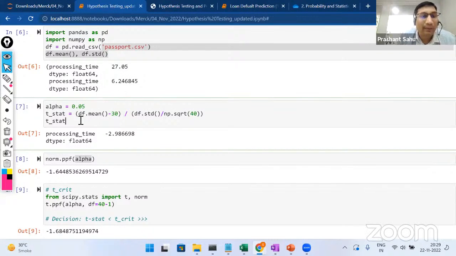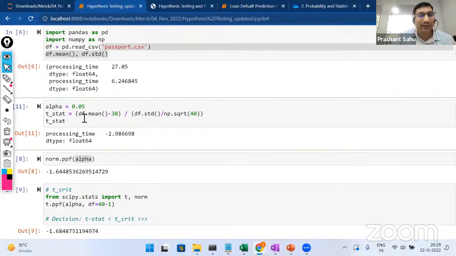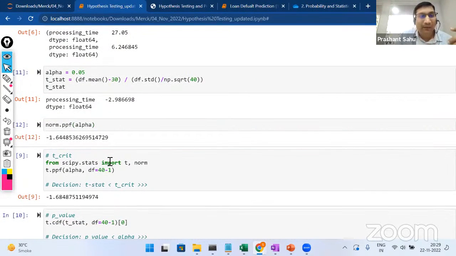So here I am just calculating the test statistic. That is step number 2. First step is formulate the null and the alternate hypothesis. Second is identify what test we are going to use. Since here the population standard deviation is not known, I am going to use a t-test. Third step is to calculate the test statistic. So I calculated the test statistic. Fourth step is to calculate the critical value. So I am calculating the critical value.